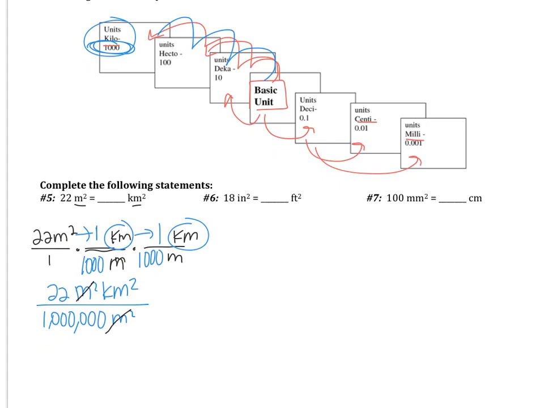22 divided by 1,000,000 is going to give us 0.000022 kilometers squared. That will be equal to 22 meters squared.